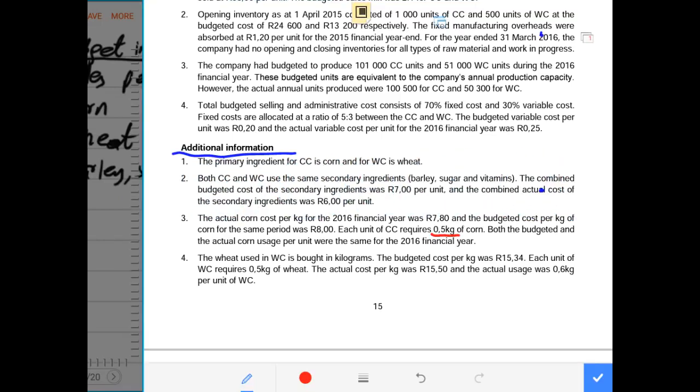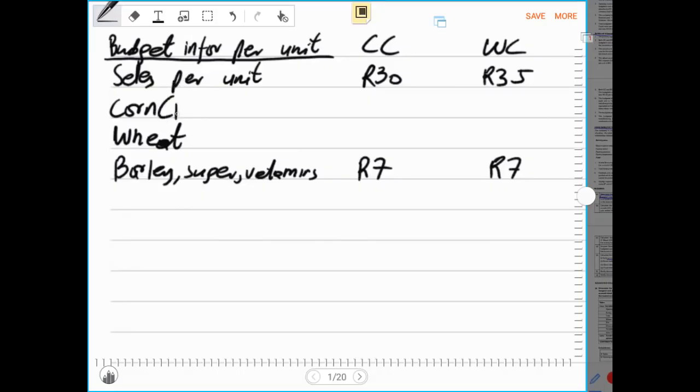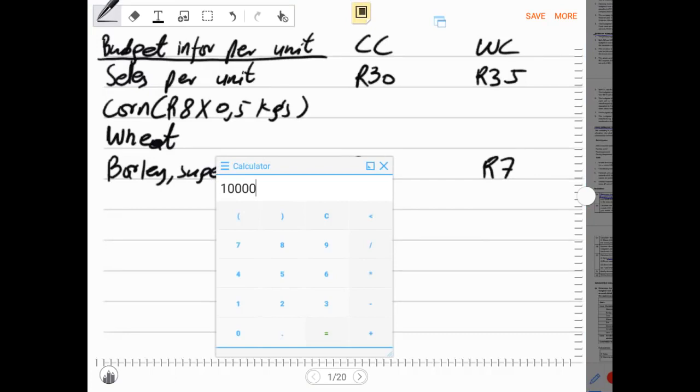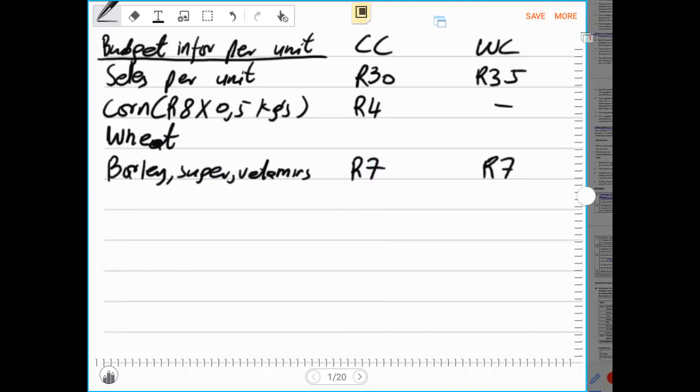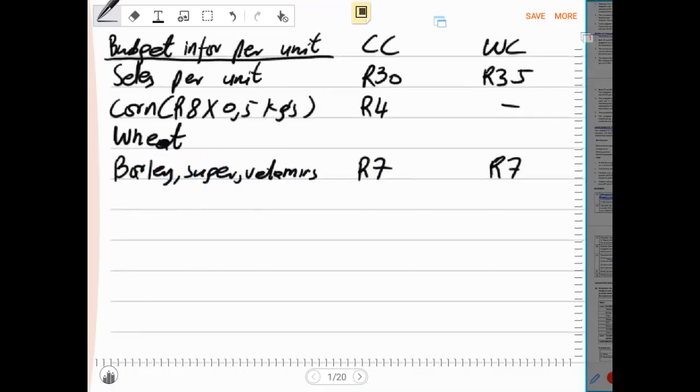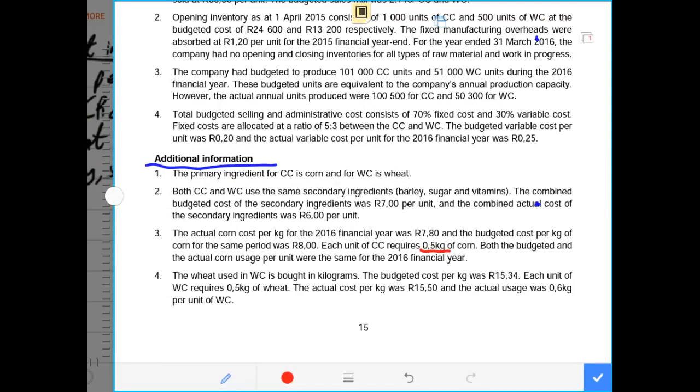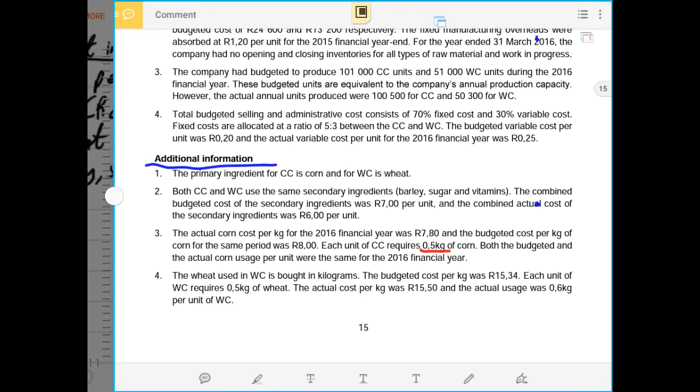So now when it comes to corn, the cost of corn per unit will be 8 rand times 0.5 kgs per unit, because we need 0.5 kgs per unit. However, the cost of corn per kg is 8 rand. So now if you say 8 times the kgs, that will give us the 4 rand of corn per unit. Remember, corn is a primary ingredient for product CC, which is the first cereal, not the whole wheat cereal. The corn cereal. Therefore, now we go to the next part.